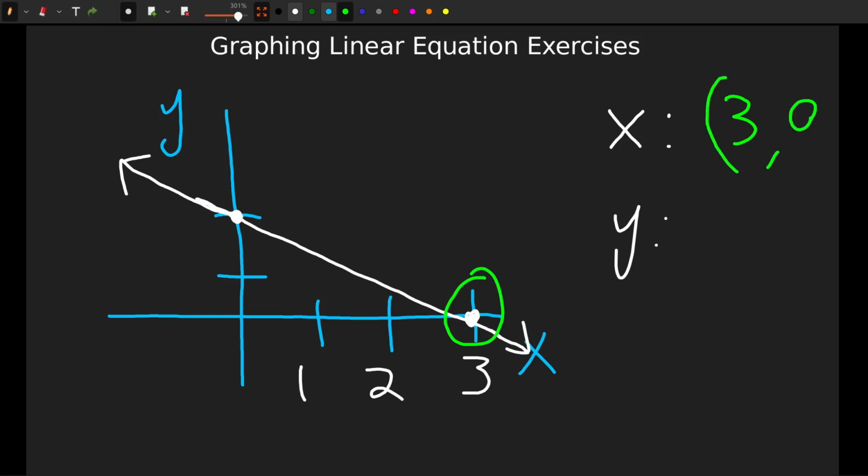Remember, when you have points, you always do x first, then y. And so our y value in this case is 0. We're not moving anywhere on the y-axis. Now on to our other intercept, the y-intercept. It is 1, 2. And so here our y-intercept is 0, 2.